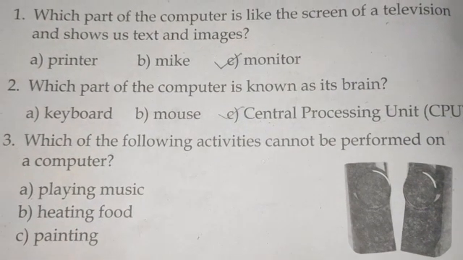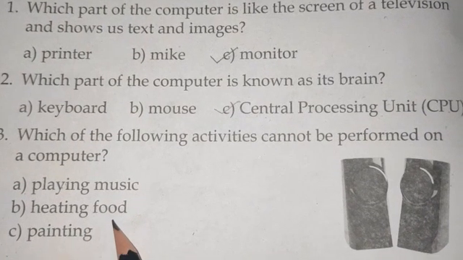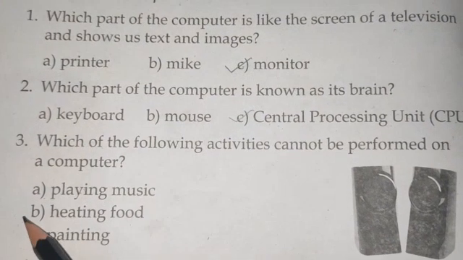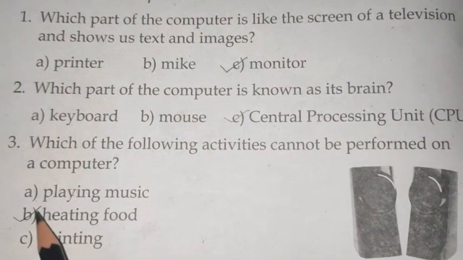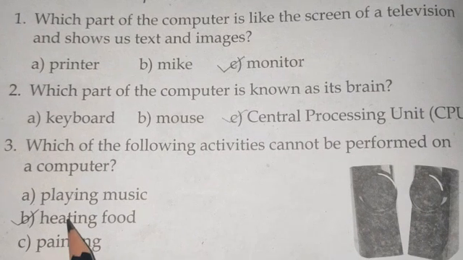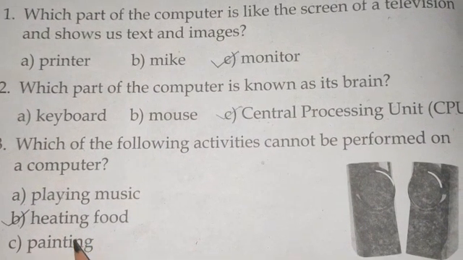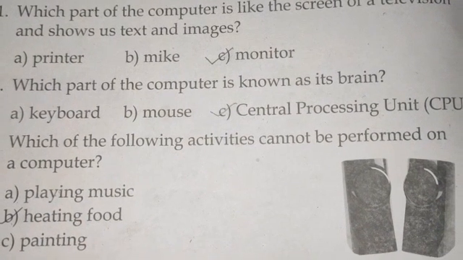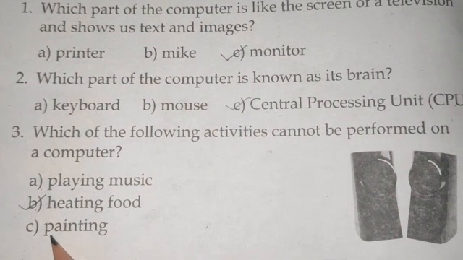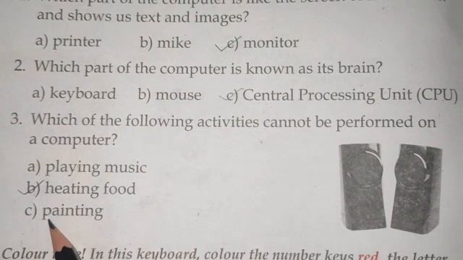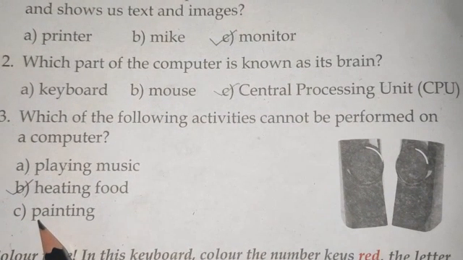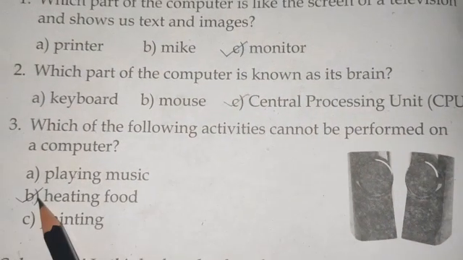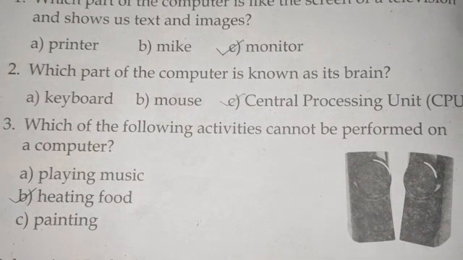B, heating food. Is computer able to heat food? No. So here this option is correct. Computer cannot heat food. We use gas stove or microwave to heat food. The third option is painting. So this you already do on computer. You paint pictures or images, you color them. Okay. So the option B is correct. Heating food. You cannot heat food on computers.